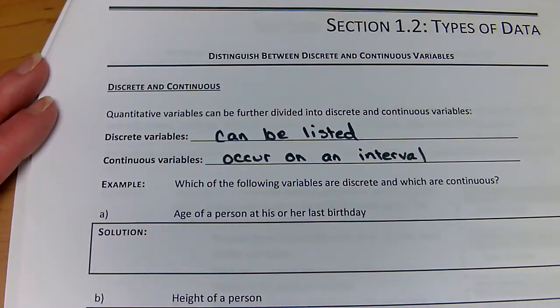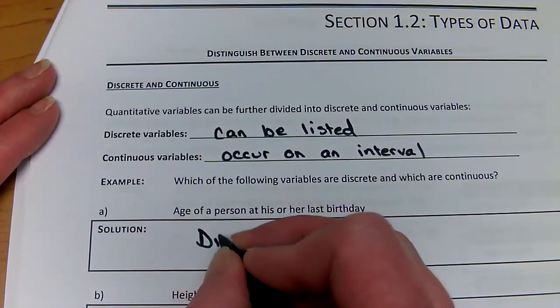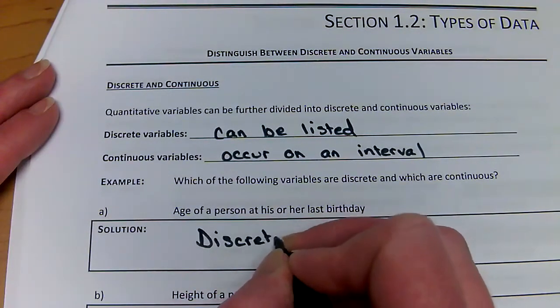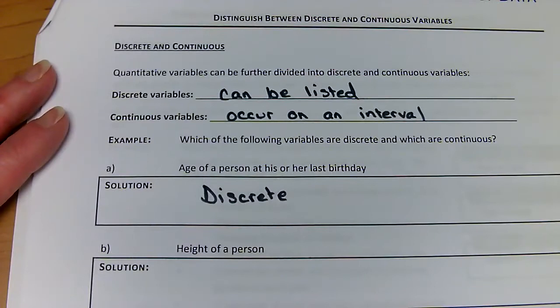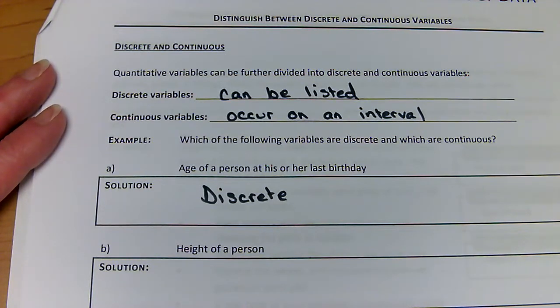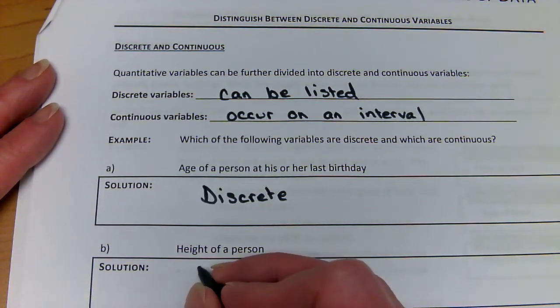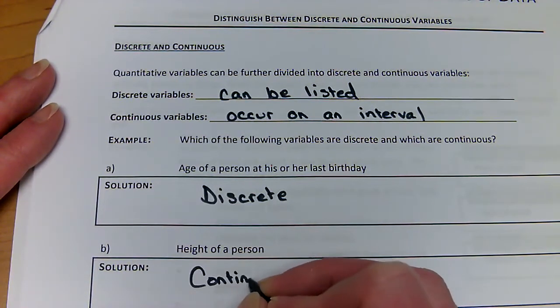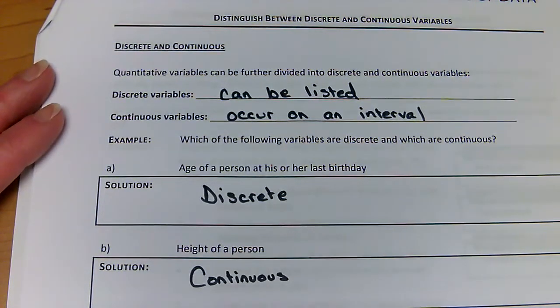So let's see the difference. Age of a person at his or her last birthday. Well, that's discrete. I can count that. The height of a person. Is that just restricted to a list of values, or could you be 5'6" and almost an inch more? You could have some guesstimation in there. That makes it continuous. It's on a scale.